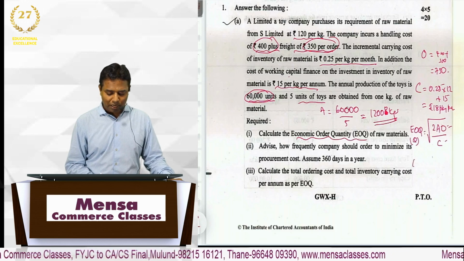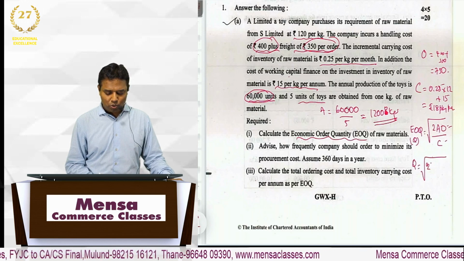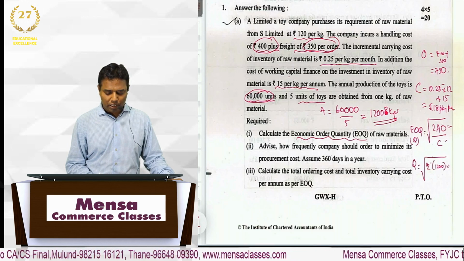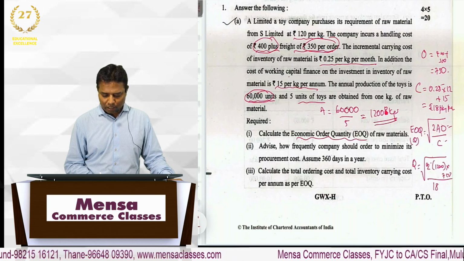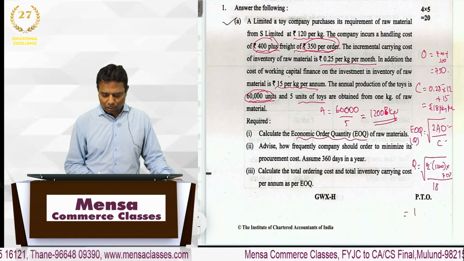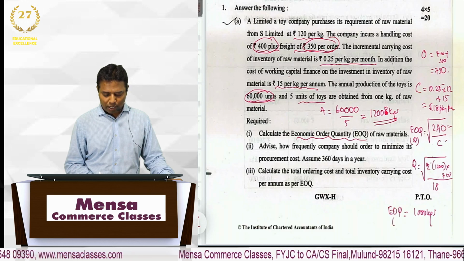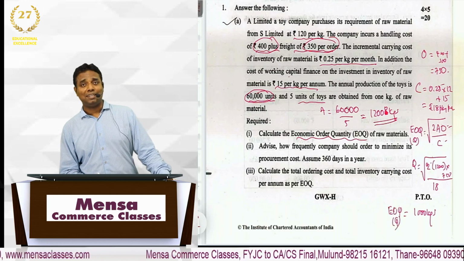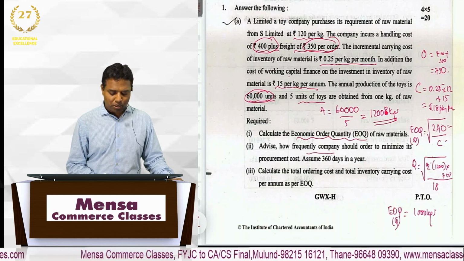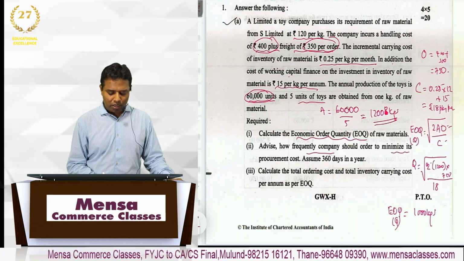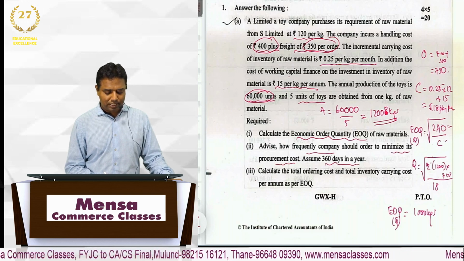So what will be my formula here? Q is equal to root of 2 into 12,000 into 750 divided by 18, that will come to 1000 kgs. So your EOQ, which we call Q, is equal to 1000 kgs, right? Okay. Advise how frequently should the company order in order to minimize its procurement cost. Assume 360 days in a year.